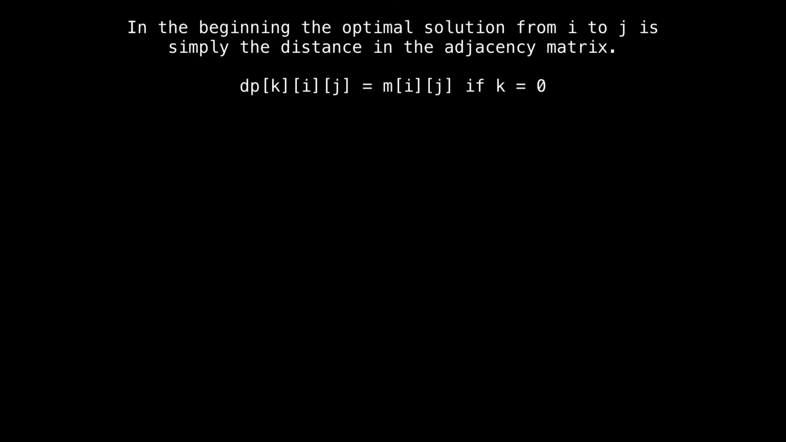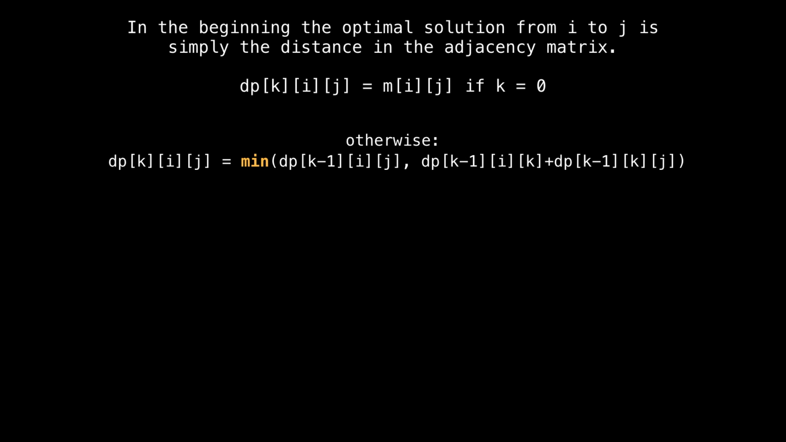Let's talk a bit more about how to populate the dp table. In the beginning, the optimal solution from i to j is simply the distance given to us in the adjacency matrix. So when k equals 0, dp[k][i][j] is equal to m[i][j], the value of the edge from i to j. Otherwise, in general, dp[k][i][j] can be summed up with the following recurrence relation.